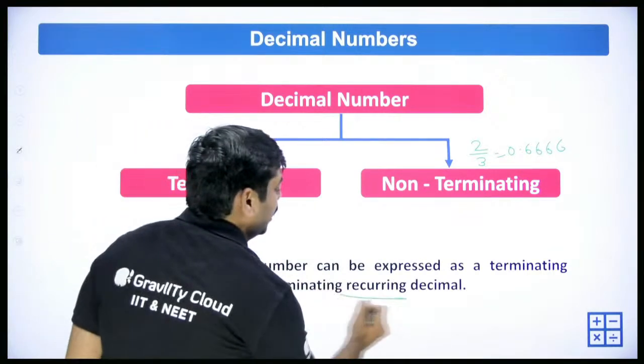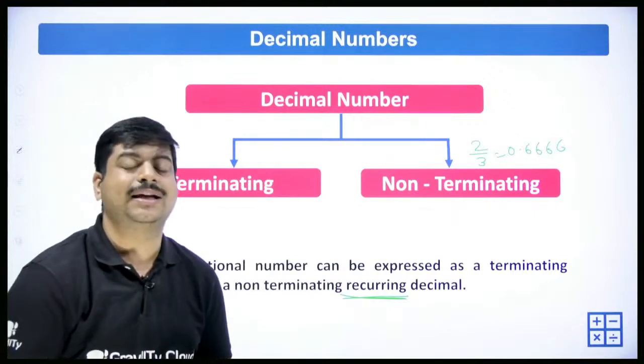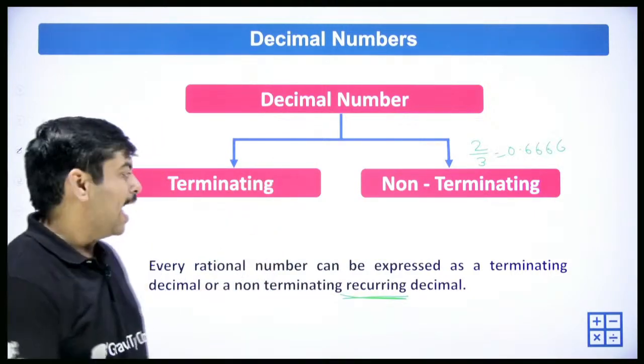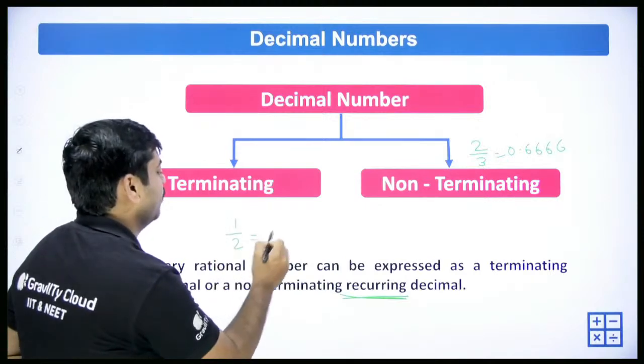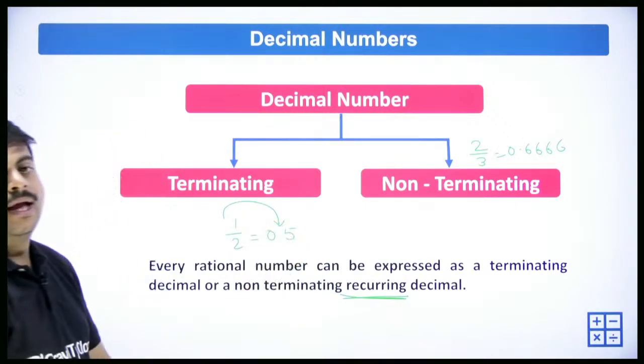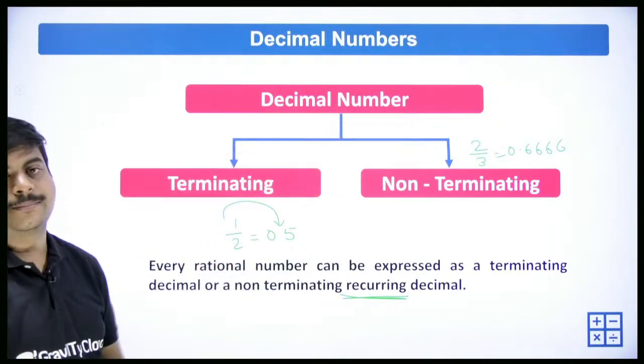Non-terminating, recurring means keeping on coming. The same value is keeping on coming, right? That is what we say recurring. Every rational number, just like 2 by 3, or you can have 1 by 2, which is 0.5, can be expressed as a terminating or non-terminating decimal, right?